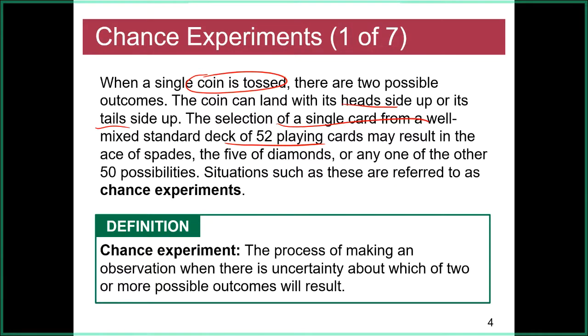We could get an ace, diamonds, whatever. We can look at the number of the card, the suit of the card, all sorts of things about that result that we cannot predict, but we can say how likely it is that one or the other will result.